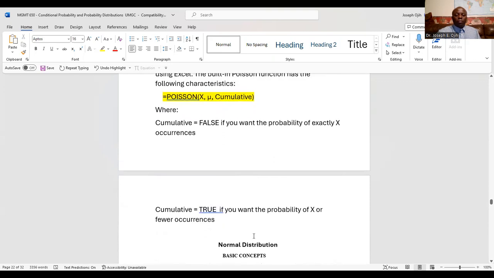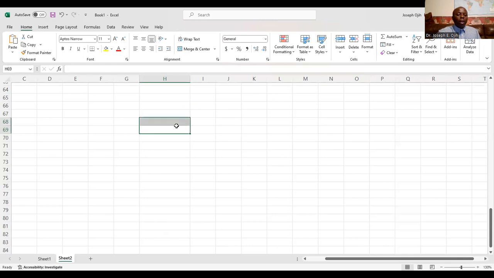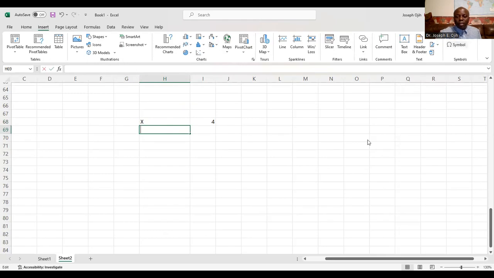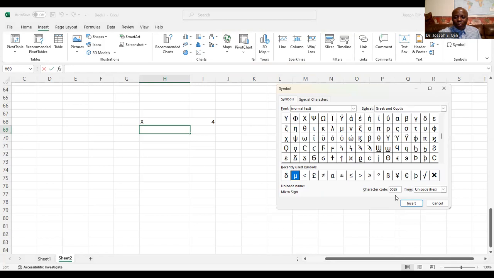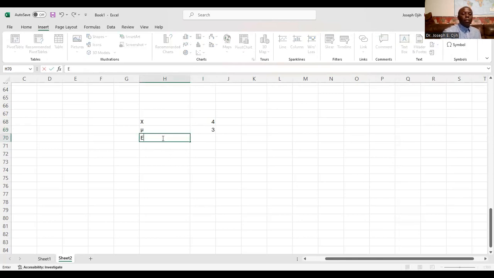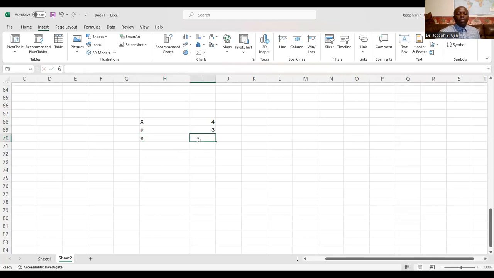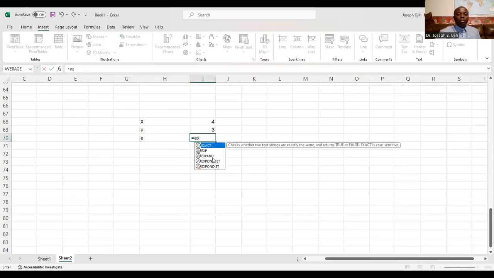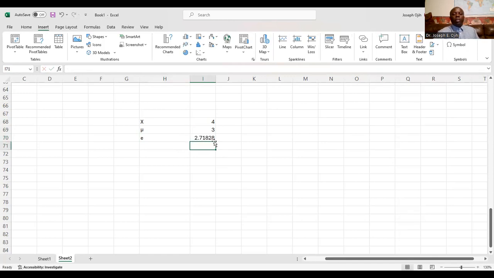So let us put it in Excel. For the Poisson, we have that x is 4. Then mu, let me put in the character for mu. I got mu is 3. Then e. Small e, I think you can get it directly from here: equals EXP of 1. That gives us e, see, 2.718. Now, the probability we are talking about is P of 4.